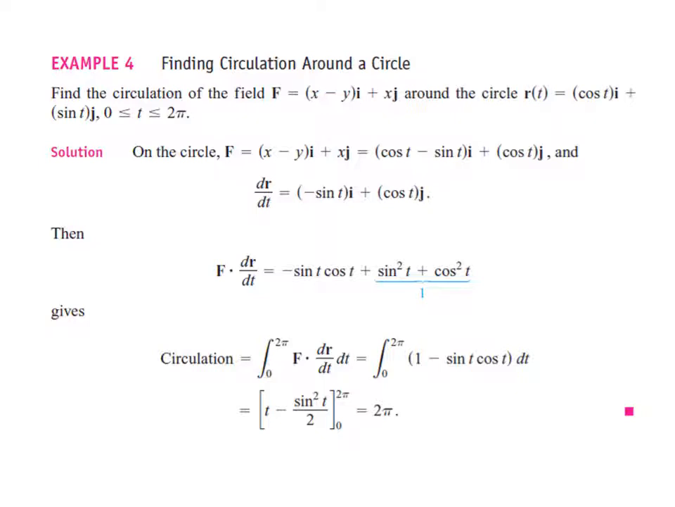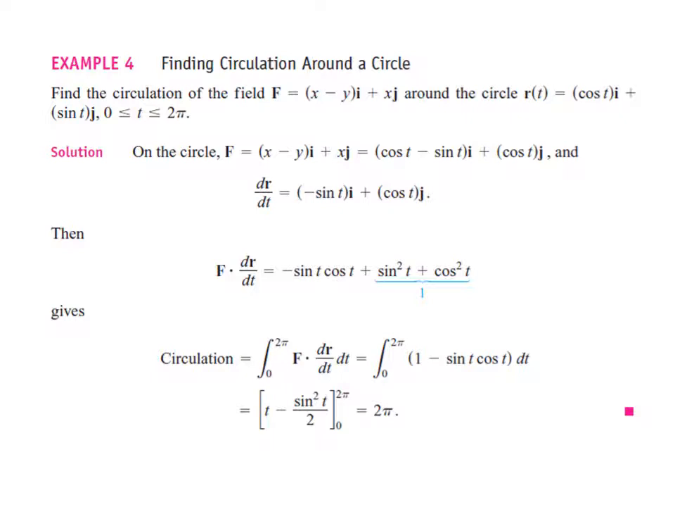Let us find dr by dt from r(t). So dr by dt is the differentiation of r(t) with respect to t. The derivative of cos t is minus sin t, so minus sin t i cap, plus the derivative of sin t, which is cos t j cap. Let us find the dot product of the two vectors F and dr by dt. That can be written as minus sin t into cos t, the i components of F and dr by dt, plus the j components, which is sin square t plus cos square t. That can be written as 1.